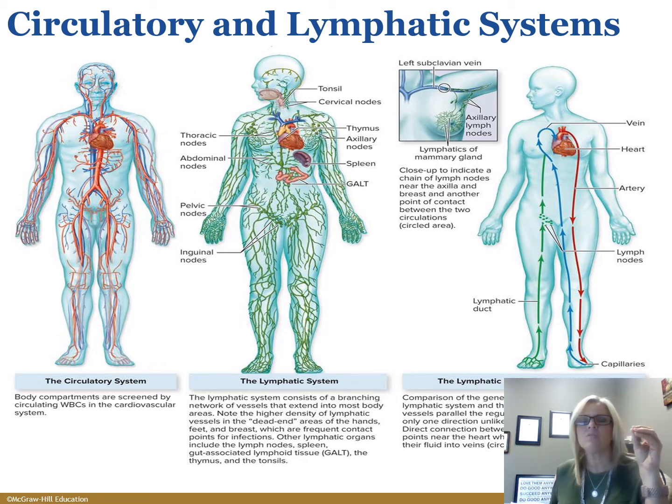Although lymphatic vessels are parallel to regular circulation, it's important to note that they only travel one direction. Okay, they don't have that cyclic nature of the blood. There is a direct connection between the two. Connections occur at points near the heart, where we have large lymphatic ducts that are going to empty their fluid into veins.